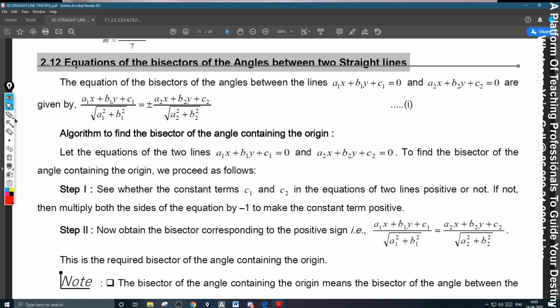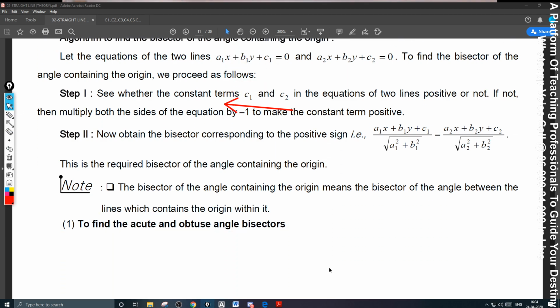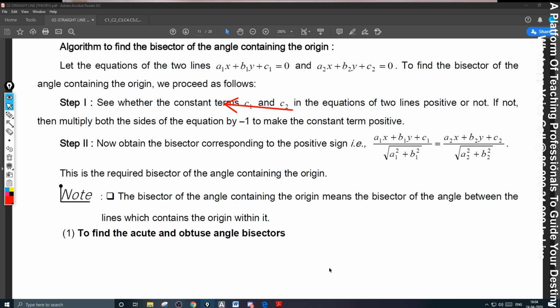These are the angular bisectors. See whether the constant terms C1, C2 in the equations of the two lines are positive or not. Obtain the bisector corresponding to the positive sign. This is for the angle containing the origin. To find the acute and obtuse angle bisectors, this I explained first.